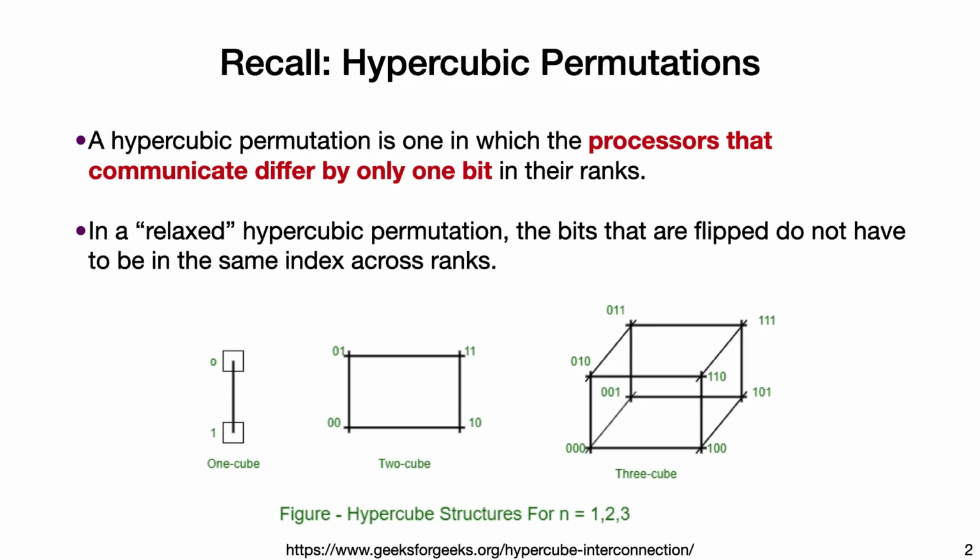So the underlying network, every node is connected only to things that are one bit different from its own rank, and it can support relaxed hypercubic permutations. Every processor can only send to the thing with one bit of difference from it, but it does not have to be the same bit for every source processor.